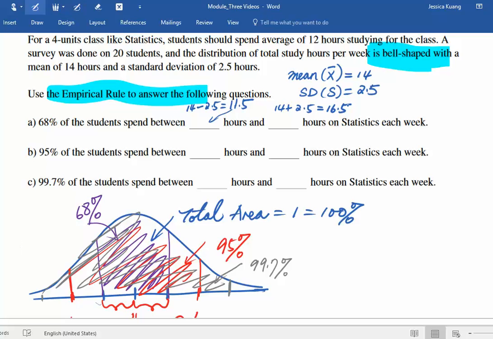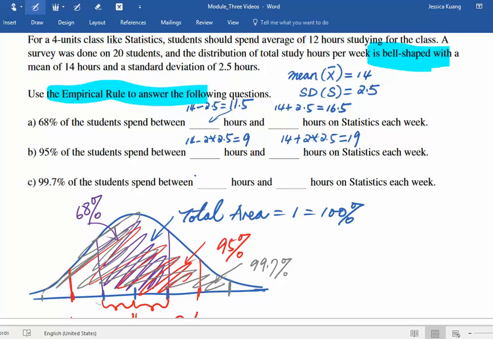I'll do the same thing for the next level, that is 95%. I will take 14 and subtract 2 times 2.5, so that will give me 9. And 14 plus 2 times 2.5 will give me 19.